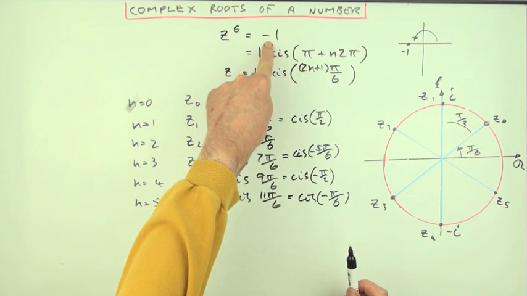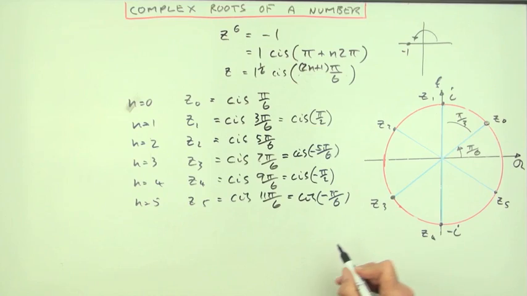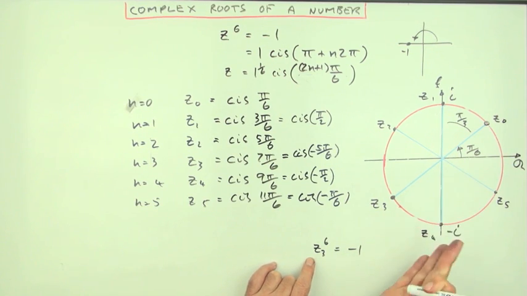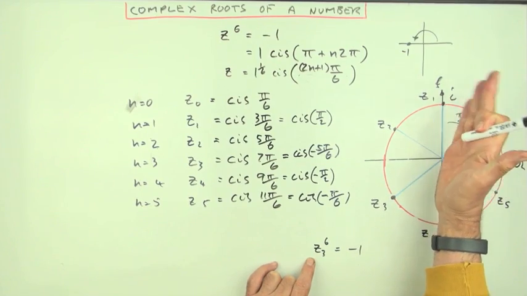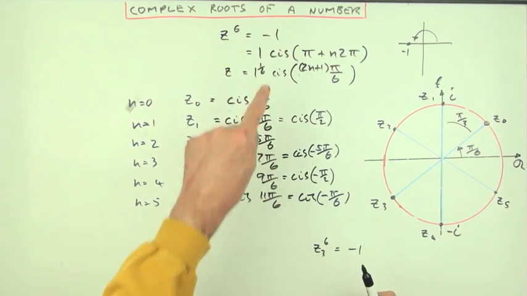Starting from -1, because remember, if they're the roots, then any of them, just take that one for instance, to the power 6 must pop you back out at -1. And of course power 6 means, in terms of arguments, if you multiply its argument by 6, it should take you to -1. And by the same token, if you divide the argument of -1 by 6, it should take you to the first of them. So we could have done that.